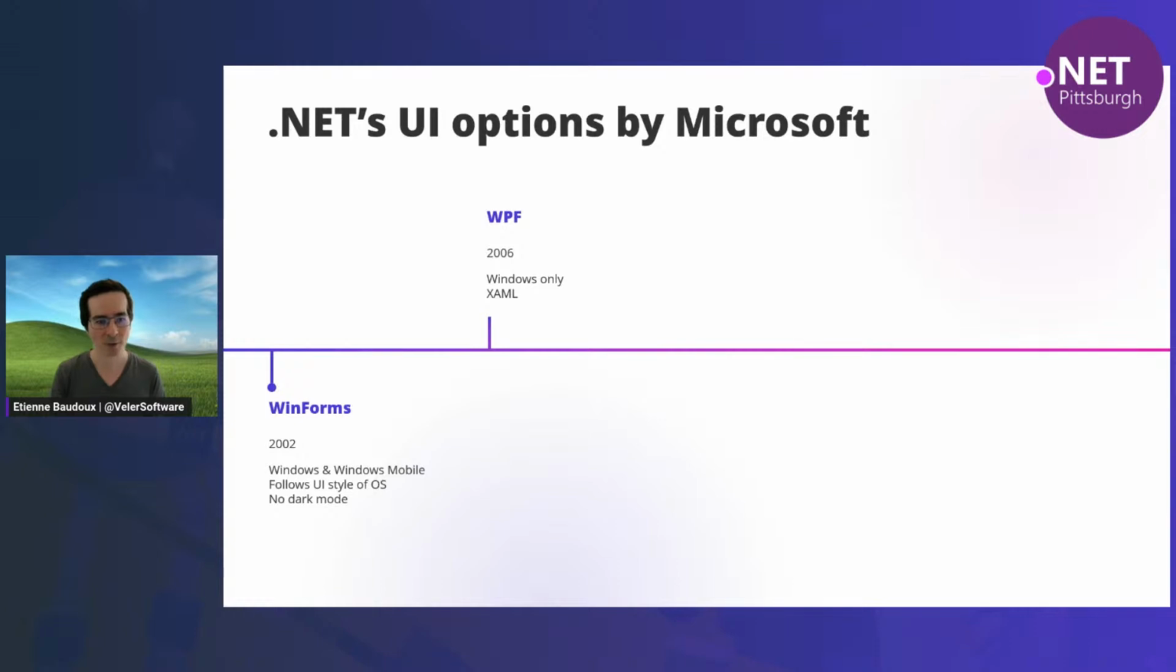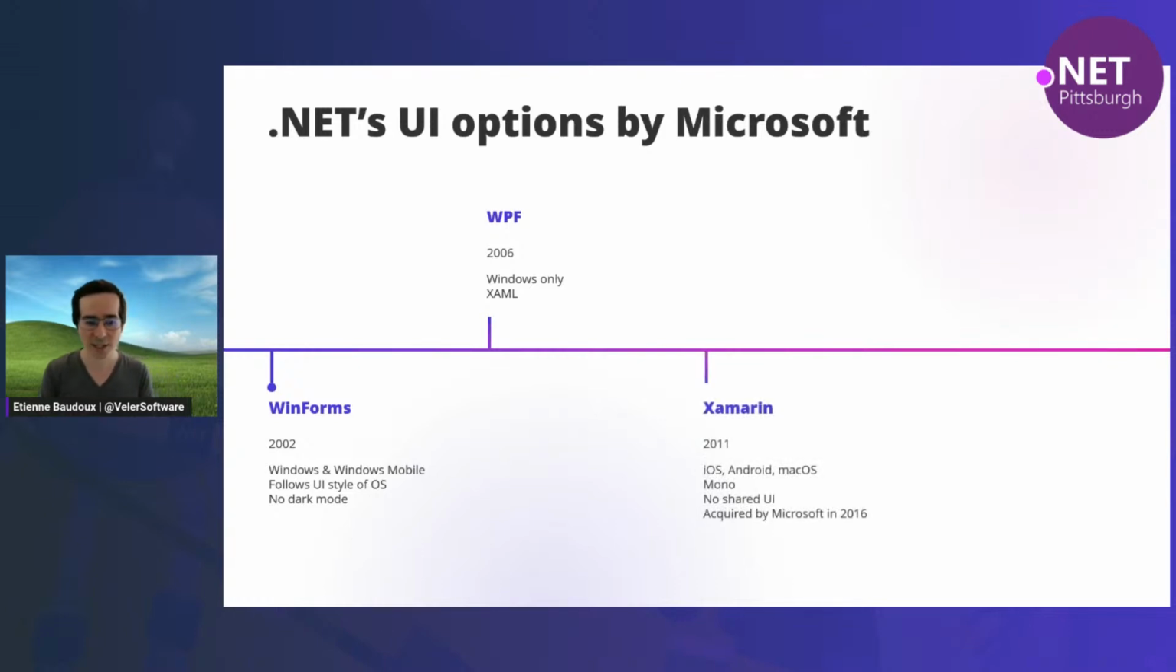Later, in 2006, we got WPF, which stands for Windows Presentation Foundation. And that's where we had XAML. So with WPF, we could make apps for Windows only. And XAML got introduced and allowed to do a better separation of the UI and the business logic, improving maintainability and scalability of your app.